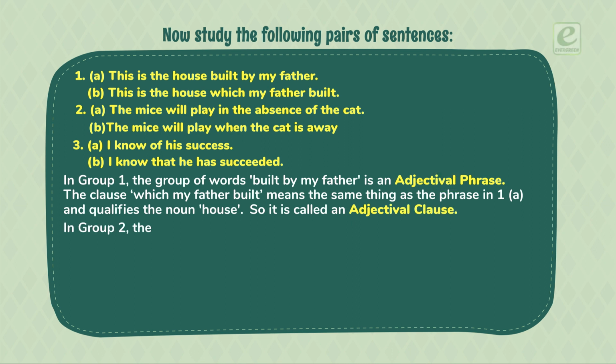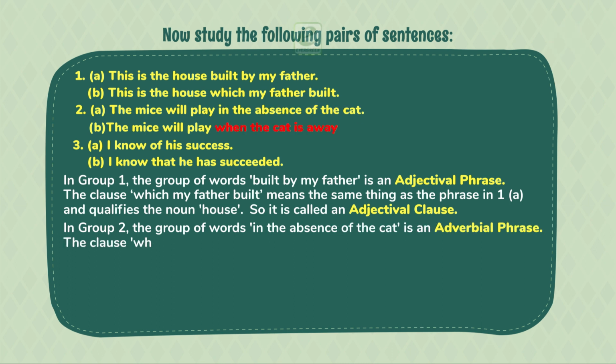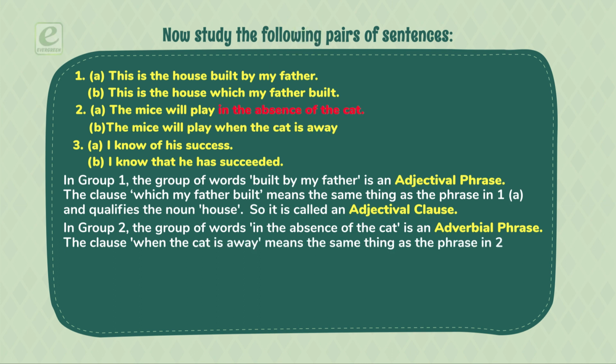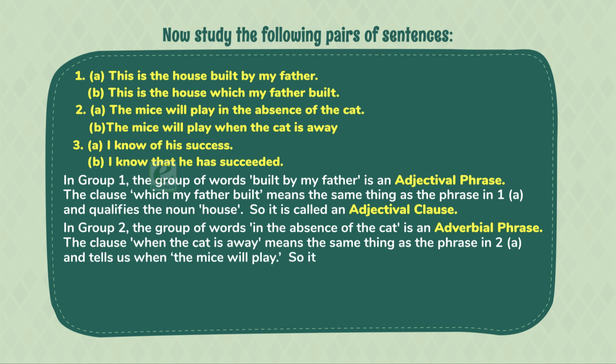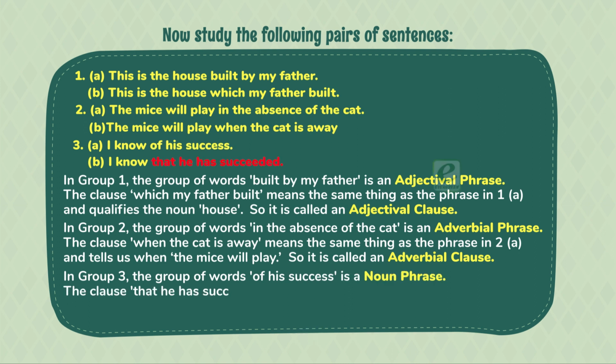In Group 2, the group of words in the absence of the cat is an adverbial phrase. The clause when the cat is away means the same thing as the phrase in 2a and tells us when the mice will play. So it is called an adverbial clause. In Group 3, the group of words of his success is a noun phrase. The clause that he has succeeded does the work of a noun. So it is called a noun clause.